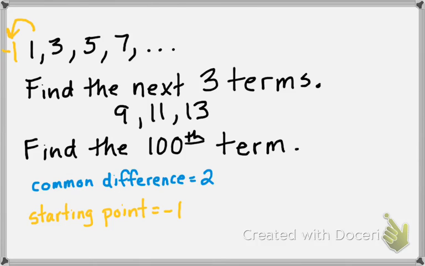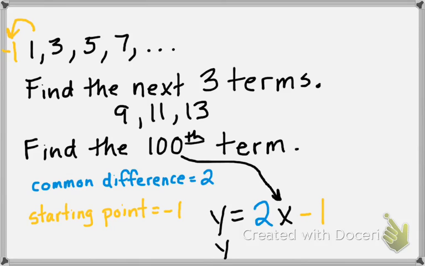So now, these 2 numbers are the only numbers we need. We can write our equation. The equation always looks like this: y equals some number times x, and then either a number added or subtracted. The common difference is always that number you put in front of the x. And the starting point is always whatever's added or subtracted. That's why they're the same color. So it's y equals 2x because the common difference is 2, minus 1 because the starting point was negative 1.